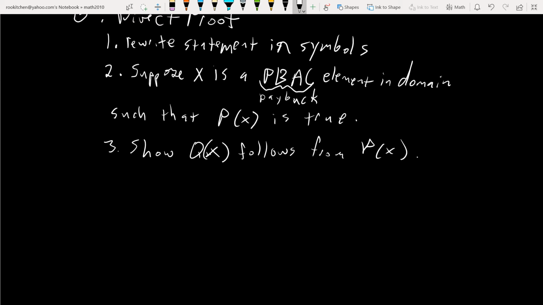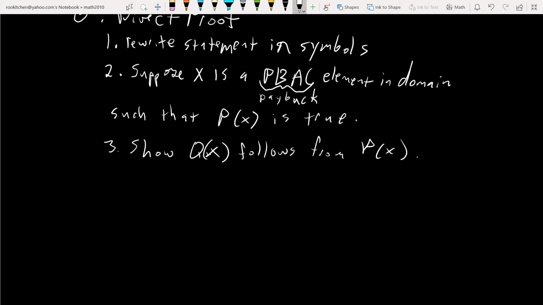And your hands are kind of tied behind your back when you first start these. You can't really assume anything for granted. The only thing you can do is use the axioms that are provided, your basic laws of arithmetic, like 1 plus 2 is equal to 2 plus 1. You can add things to both sides of an equation. You can use our basic rules of logic. So if you know if this then that, and you know that this is true, you can presume that p of x is true.